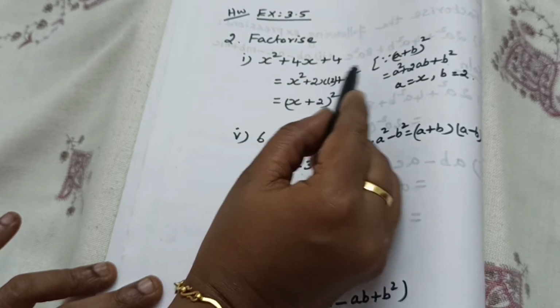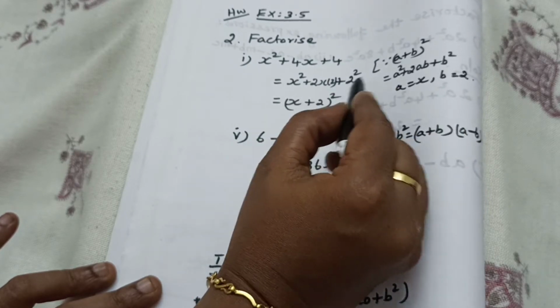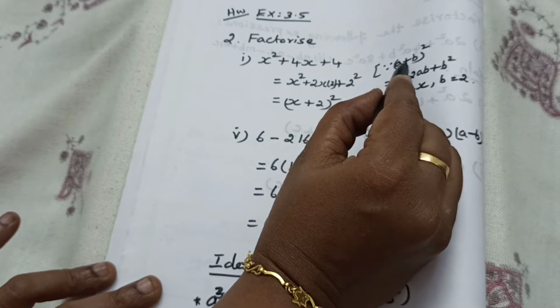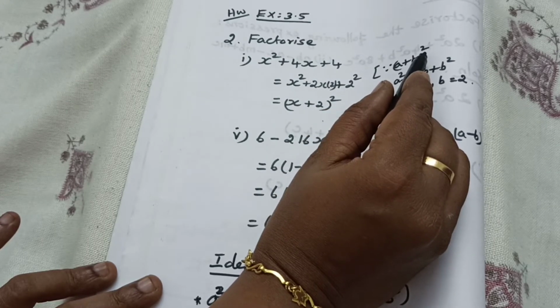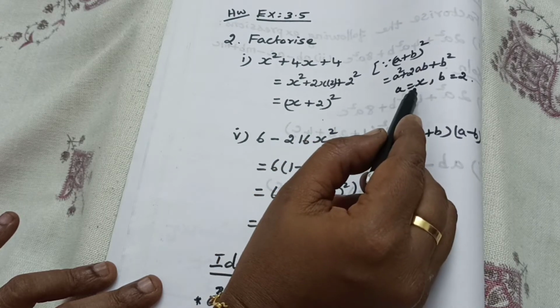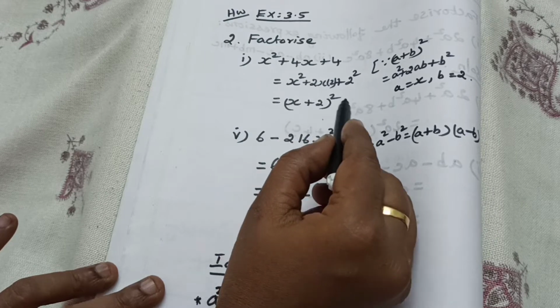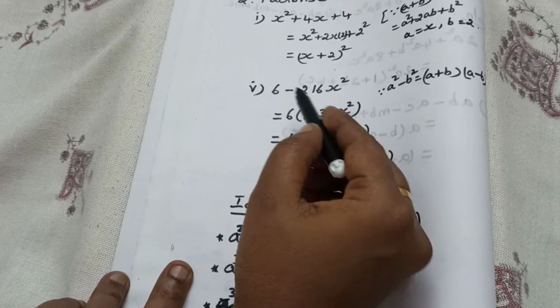Then this is of the form, which form? A square plus 2AB plus B square. This form. That means what's the factor? A plus B the whole square. Then we can write a plus b the whole square. A means here x, B is 2. X plus 2 the whole square. You got it? Very good.